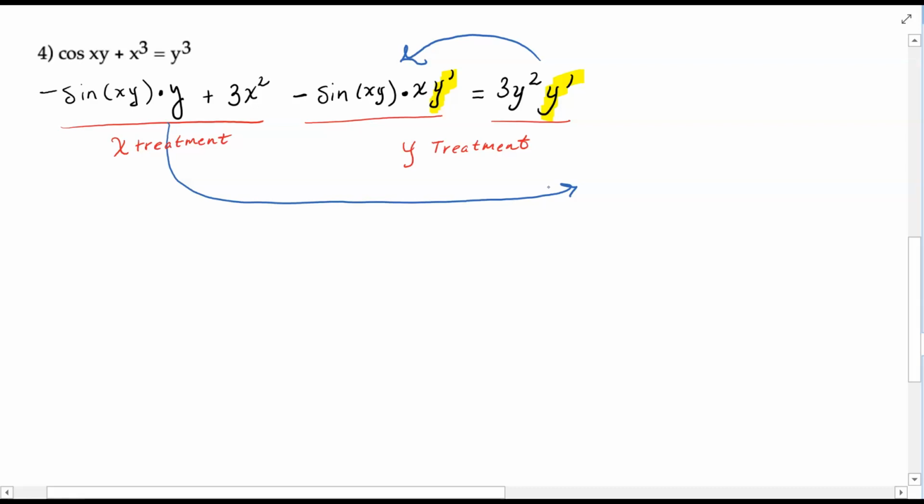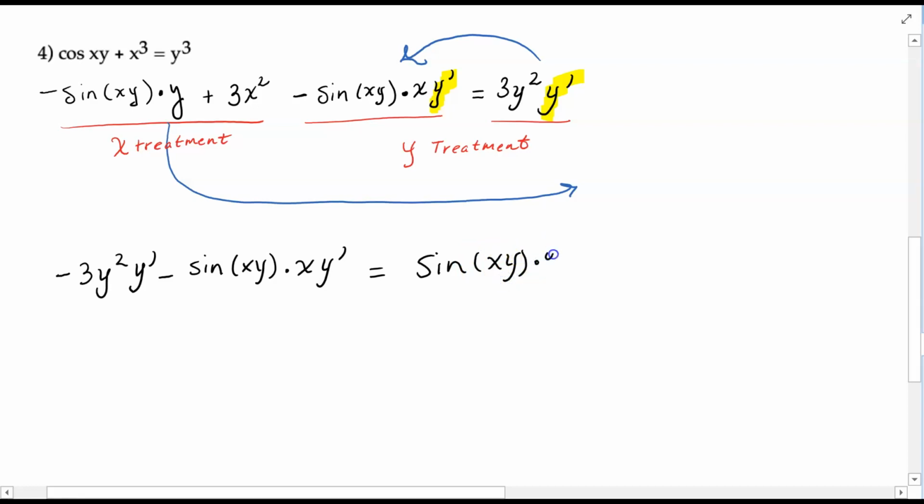Okay? So it's just going to swap places, all of that stuff. So we're going to do that, and let's see what it looks like here. Suppose I have negative 3y squared y prime minus the sine of xy times x y prime, set equal to a positive sine, because when that sign goes to the other side it becomes positive. Sine xy times y, minus 3x squared. It looks something like that.